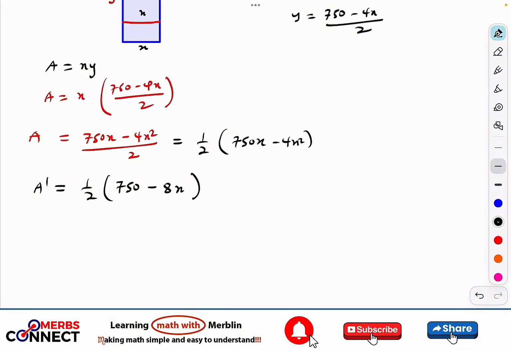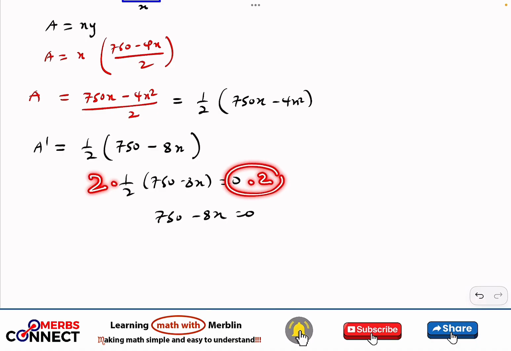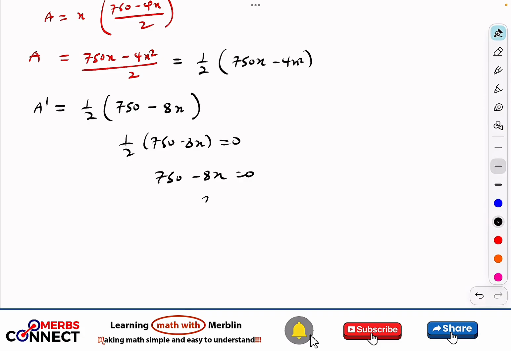Good. So now let's try and see if we can set this to 0. So setting this to 0, we want to look for the value that will make this equal to 0. So 1 over 2 times 750 minus 8x should be equal to 0. 750 minus 8x is equal to 0, because if I multiply this one by 2, multiply this one by 2, this will be 0 and this one will be 1. So we have this one here. And then what can we do again? Now we can have 8x, which is equal to 750.